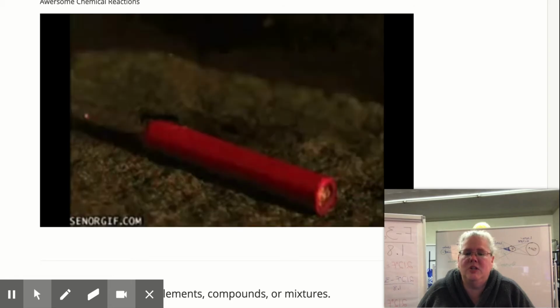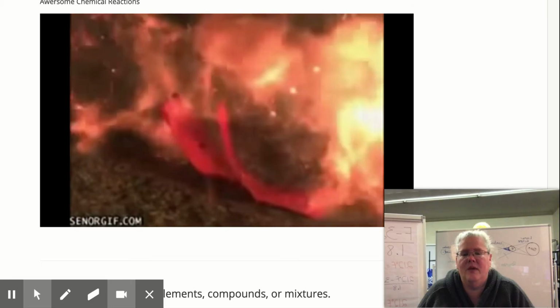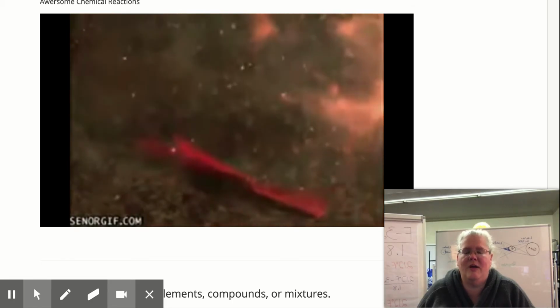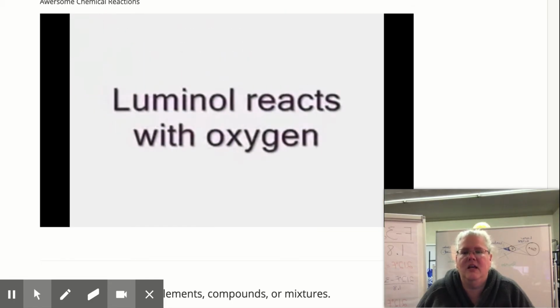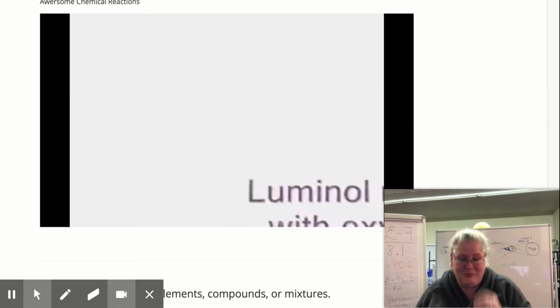Fireworks exploding in slow motion, definite chemical reaction. Yep, there we go. That's definitely an exothermic reaction. It is giving off heat. Luminol reacts with oxygen. How cool is that?